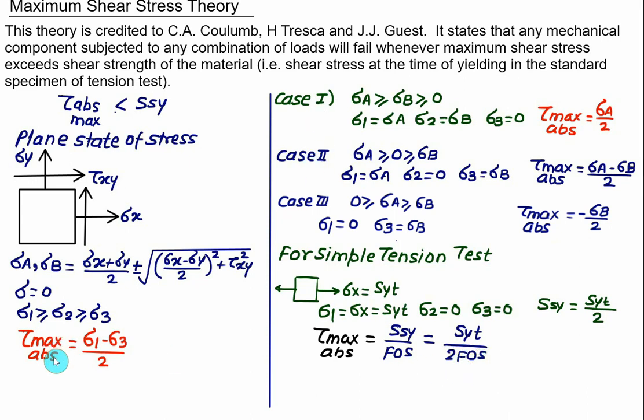Whether we have case 1, case 2, or case 3, our tau max absolute is given as sigma 1 minus sigma 3 divided by 2, which equals SYT divided by 2 times the factor of safety. The 2 and 2 cancel, and it is always true that sigma 1 minus sigma 3 equals SYT divided by the factor of safety. So using this information we can develop the stress envelope for the maximum shear stress theory.